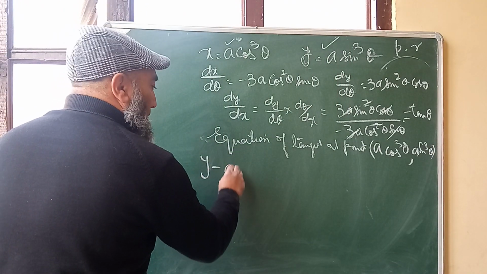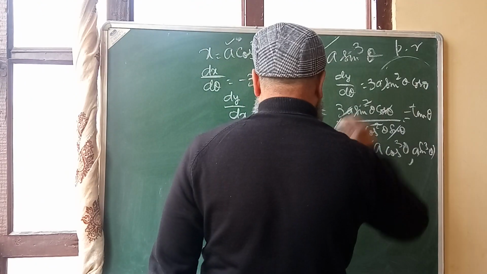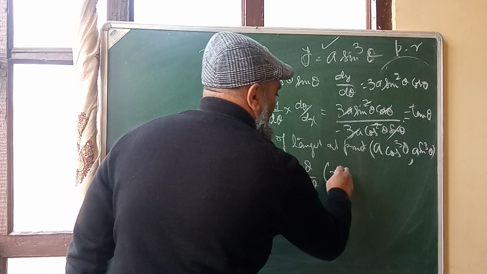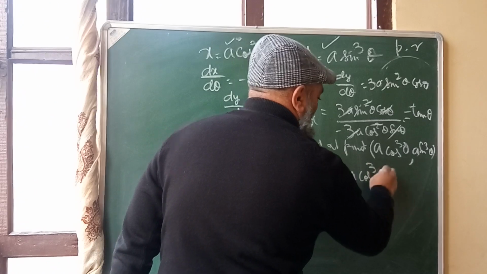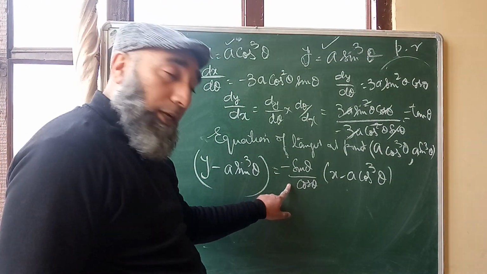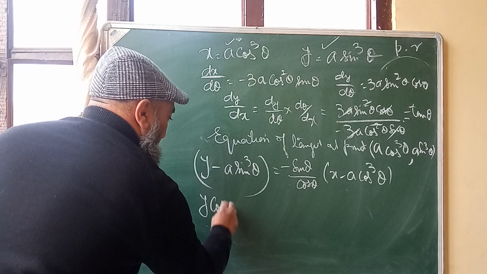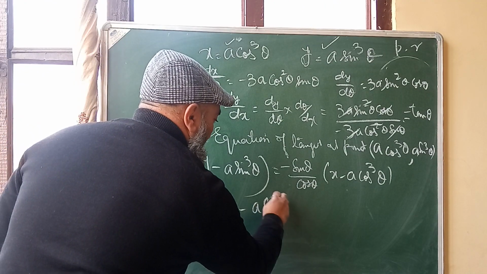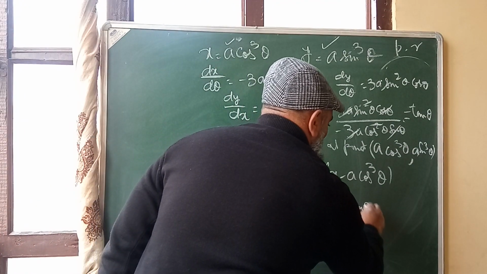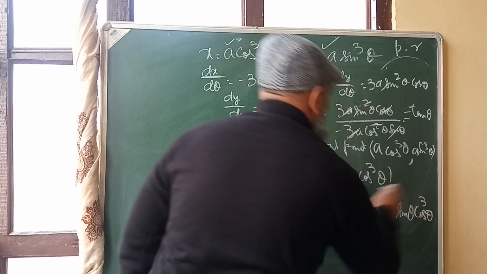Y minus y1, dy by dx, minus sin theta by cos theta, x minus x1. Fine. Y minus y dash is equal dy by dx at that point into x minus x dash. What is this? Y cos theta minus a sin square theta cos theta minus x sin theta plus a sin theta cos square theta, cos cube theta.